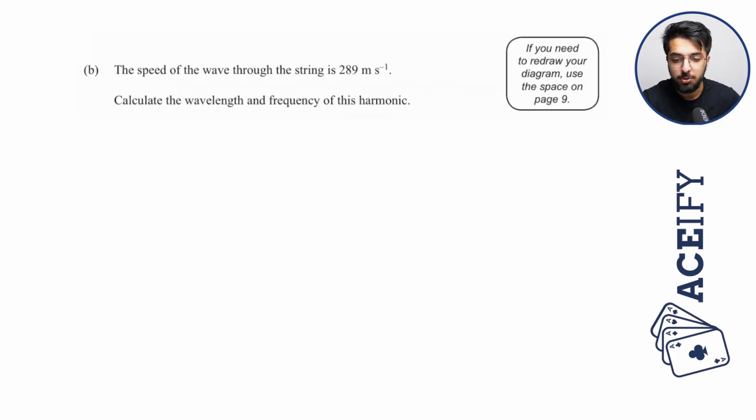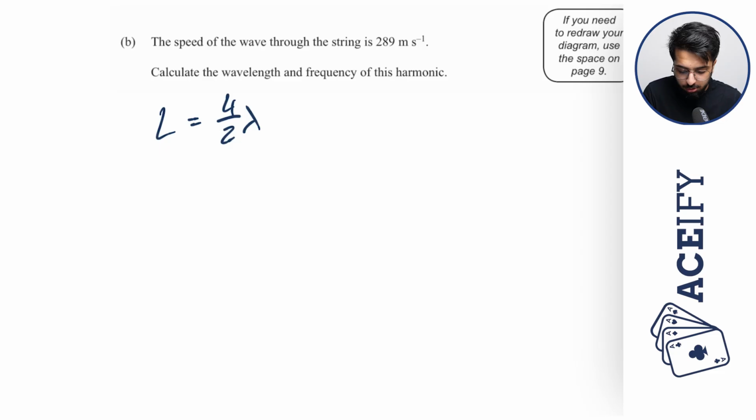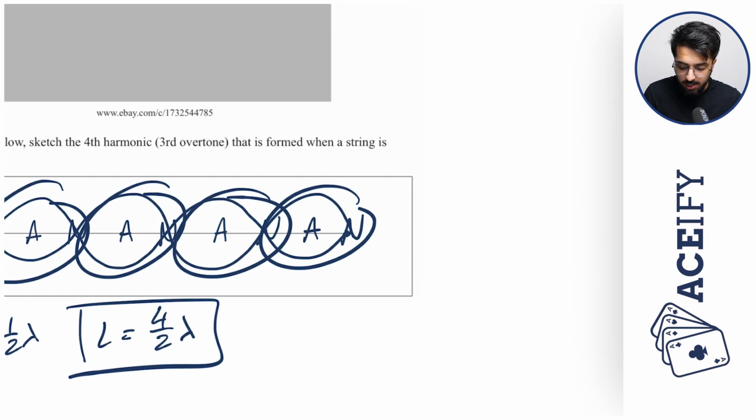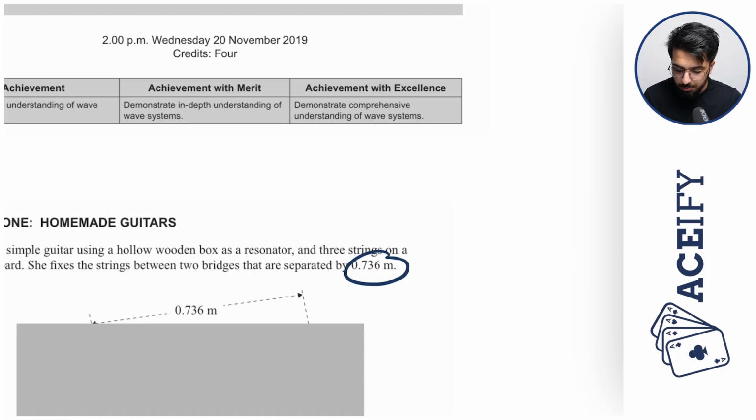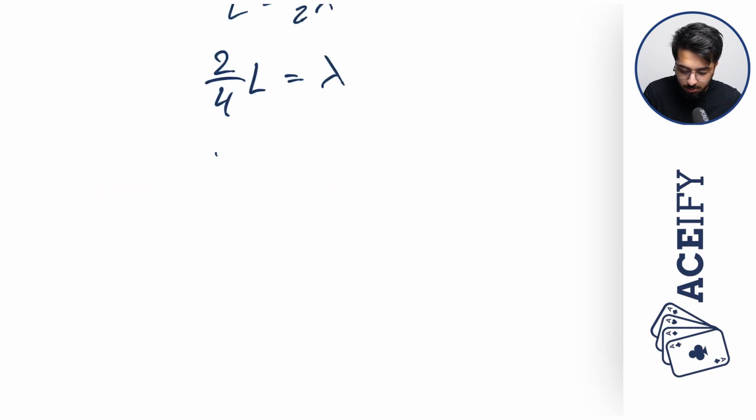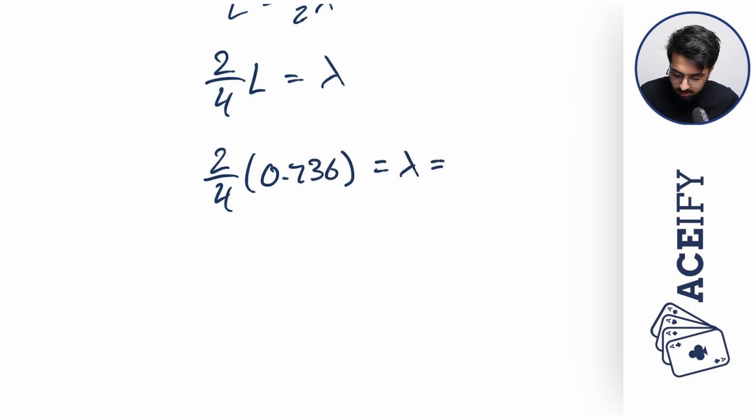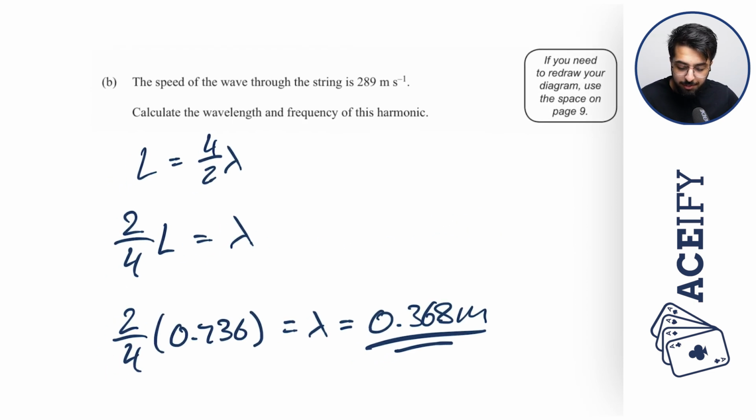The speed of the wave through the string is 289 meters per second. Calculate the wavelength and frequency of this harmonic. Alright, so like I said in the previous question, our length is equal to 4/2 wavelengths, and therefore 2/4 times our length is equal to our wavelength. We are given a length right here, and so we can plug in that number. We get 2/4 times 0.736, and that's equal to our wavelength, and this gives a wavelength of 0.368 meters. Alright, and so that is the wavelength part complete.